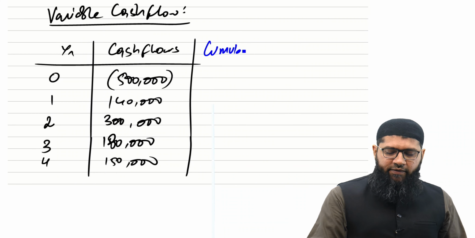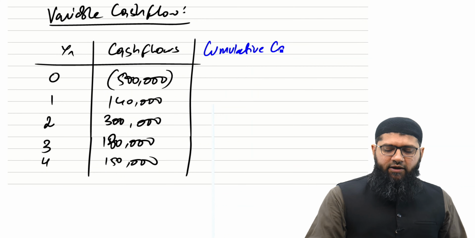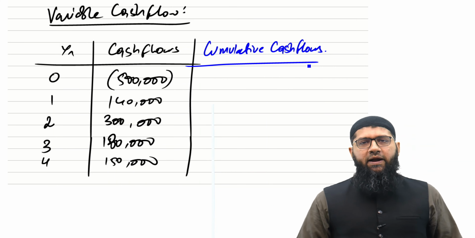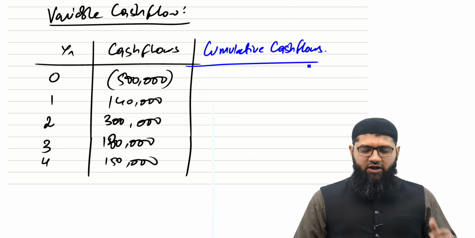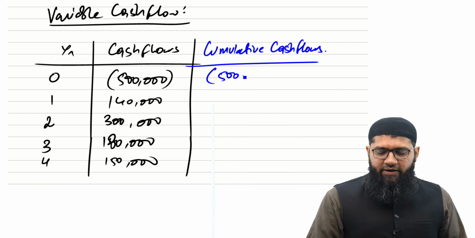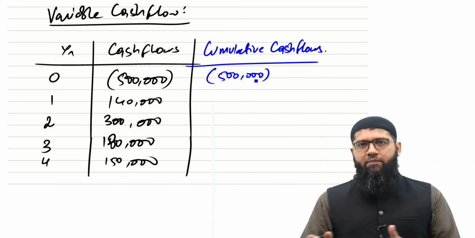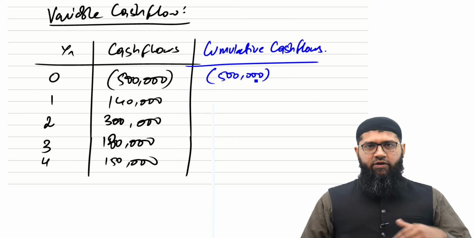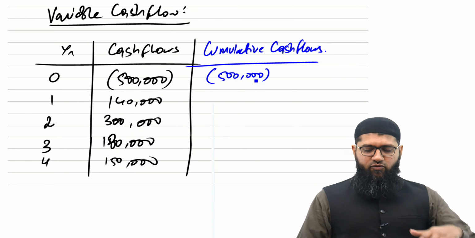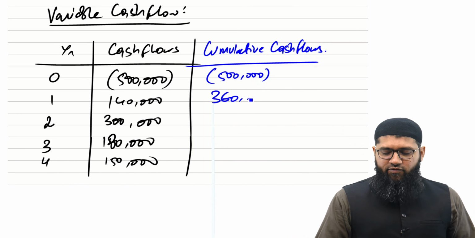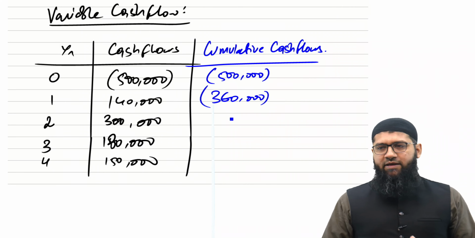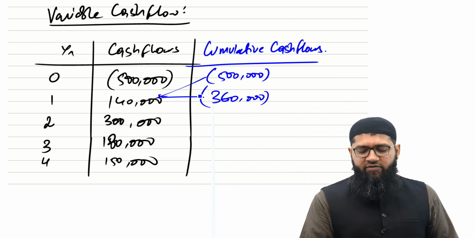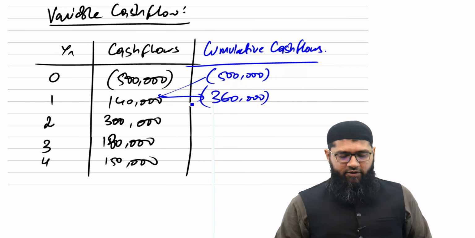You're going to make another column over here, and that column is going to be for the cumulative cash flows. I repeat, that column is going to be cumulative cash flows. Now, what's going to happen? It's going to be negative 500,000 at time period 0. And at time period 1, you've got 140,000. So negative 500 plus 140 gives you negative 360,000 as a cumulative outflow. Why? Because this plus this gives you negative 360,000.